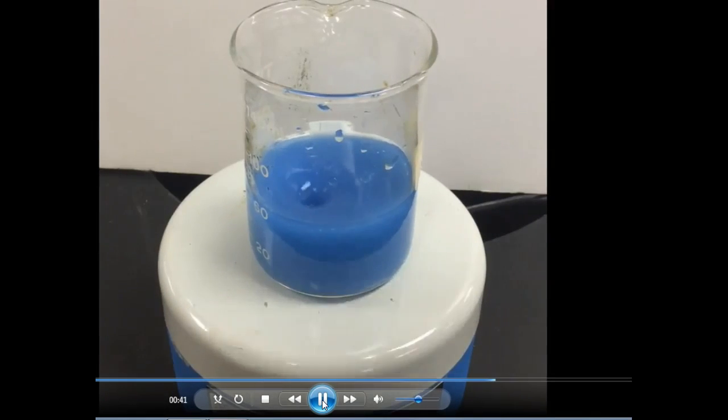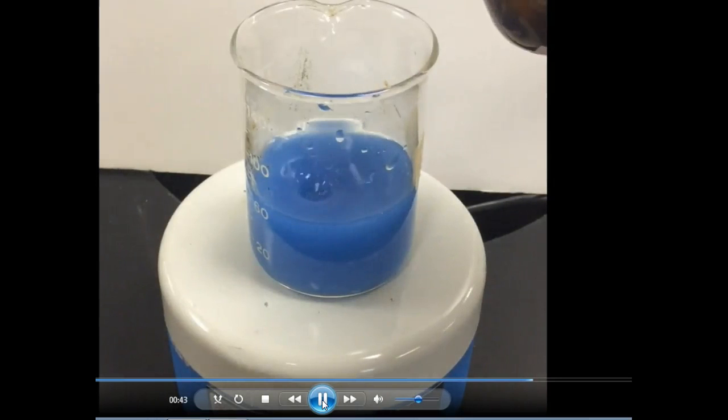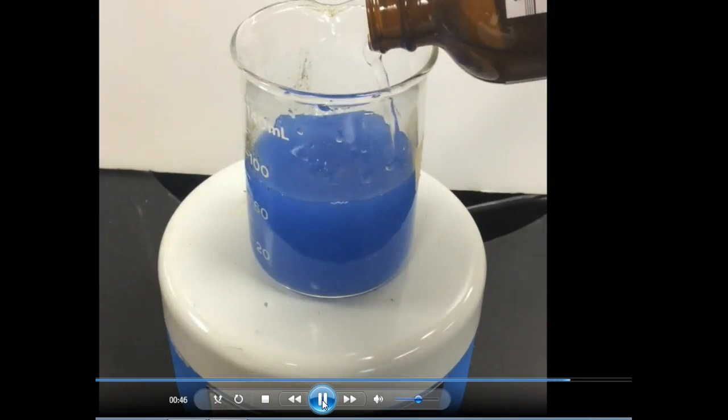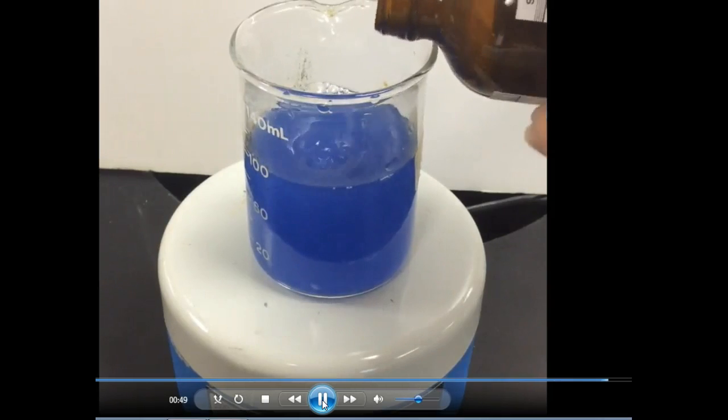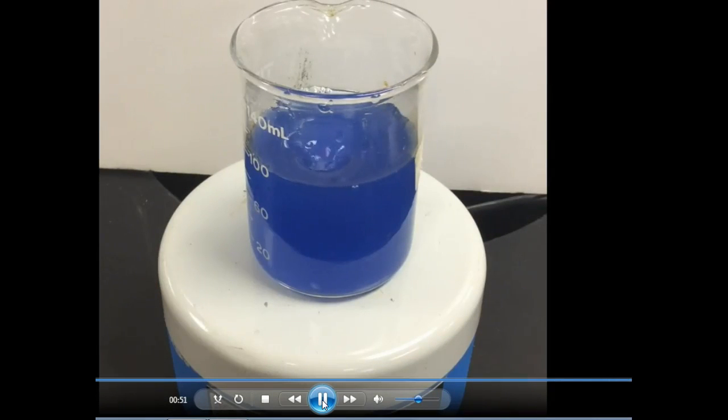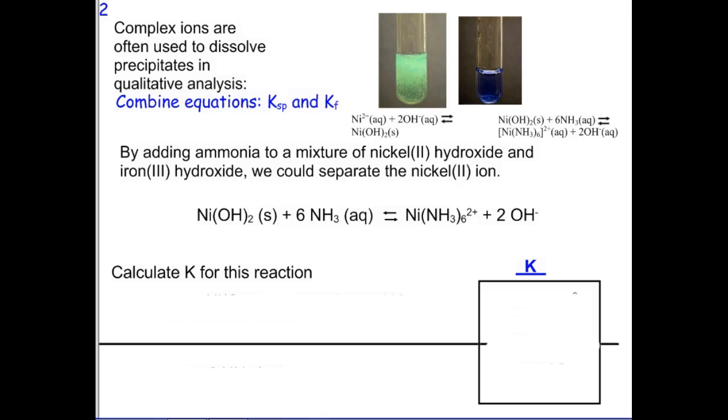So you can see we're adding the ammonia, and eventually we're going to get tired of using the pipette and just add straight from the bottle, and you can see that it's starting to clear up as the blue complex ion has formed. So let's take a look at that in a quantitative way. Here I have my equation of the nickel ion and the hydroxide ion making the precipitate. And here is the equation of taking the precipitate and adding ammonia to make the complex ion. And so this is the equation we want to focus on.